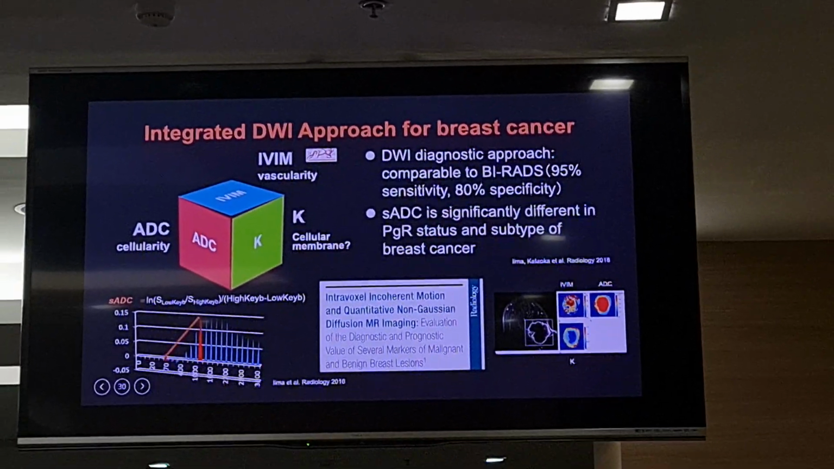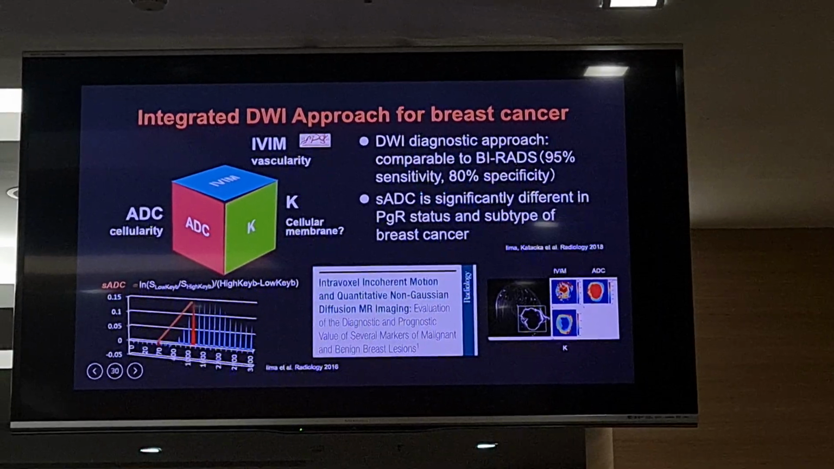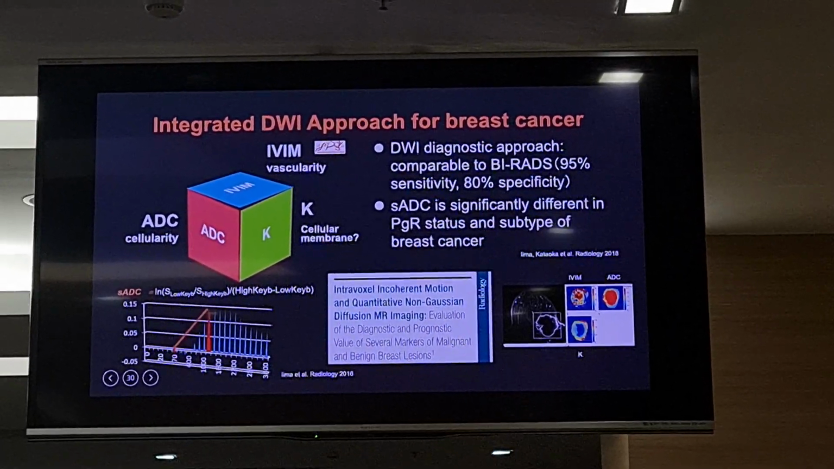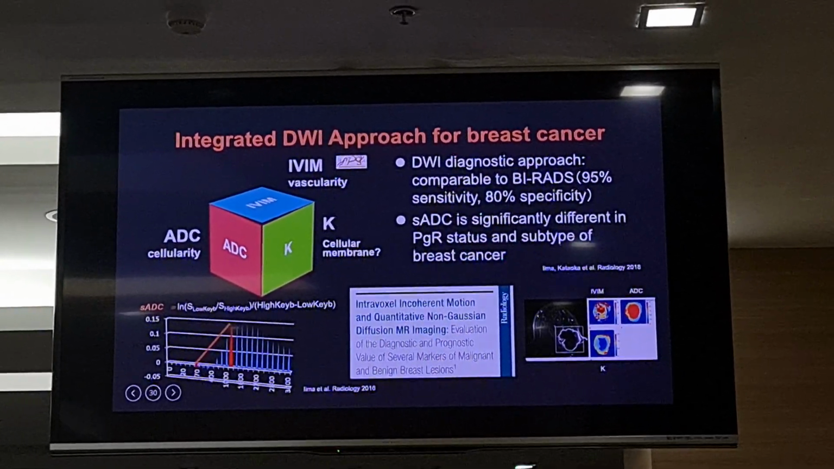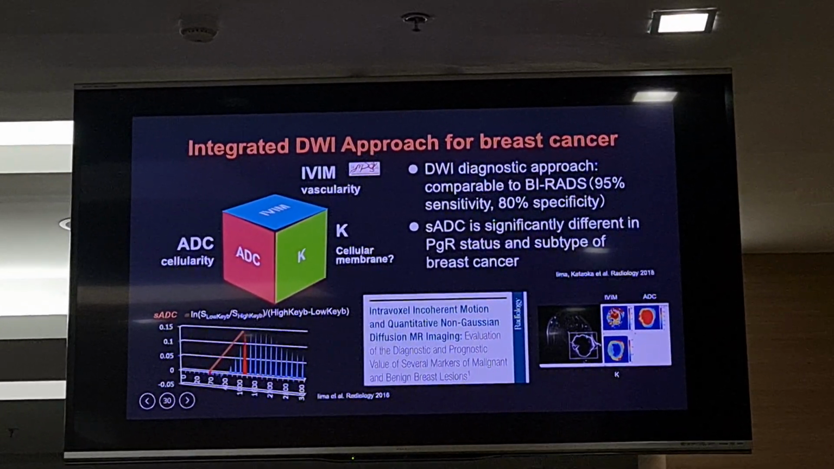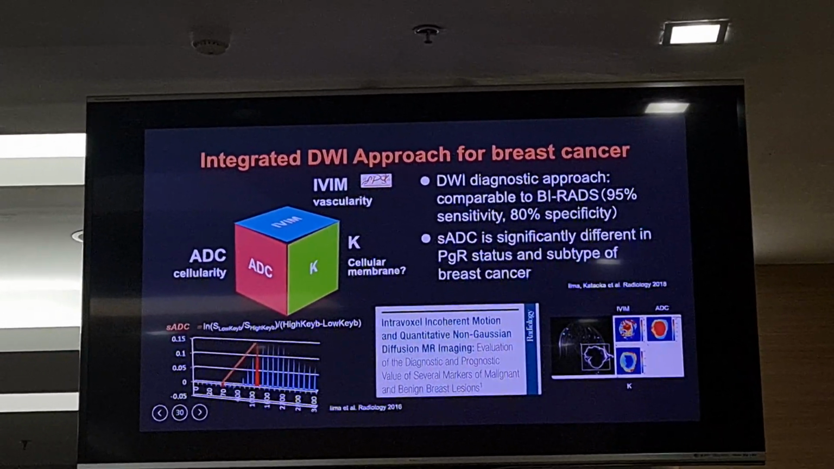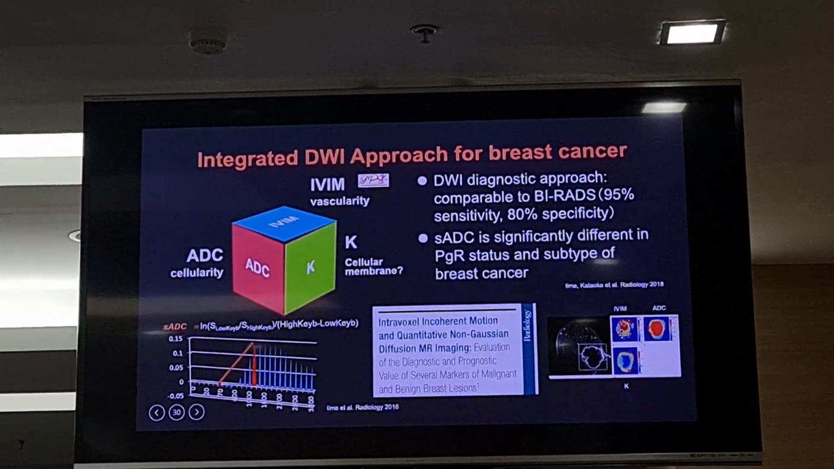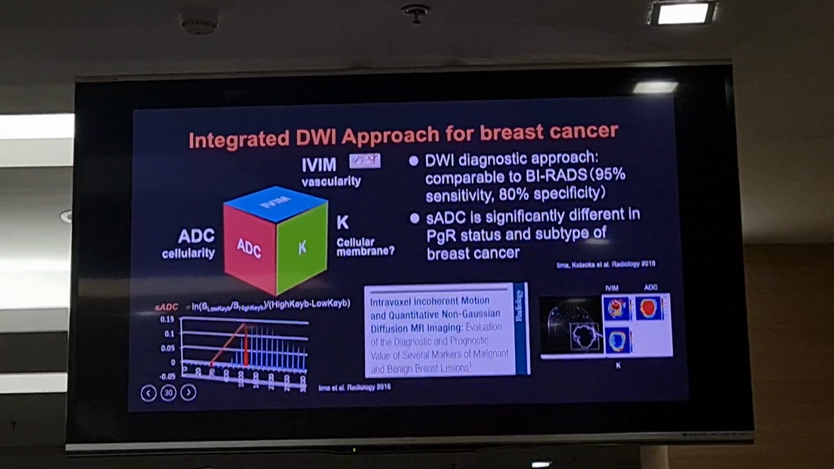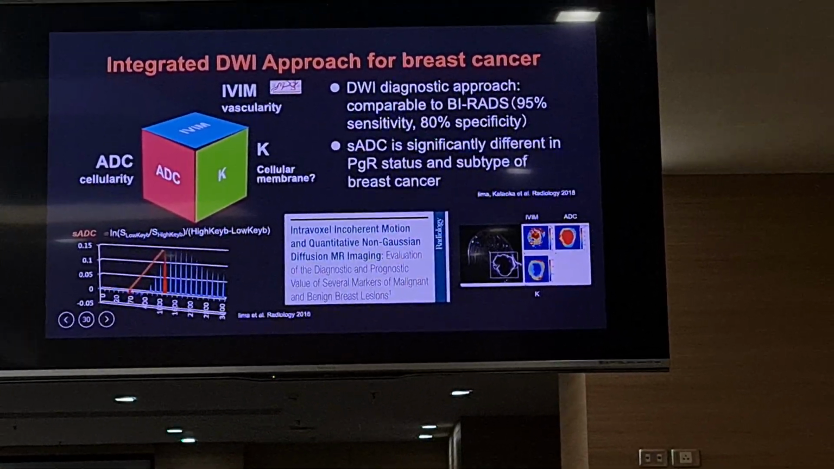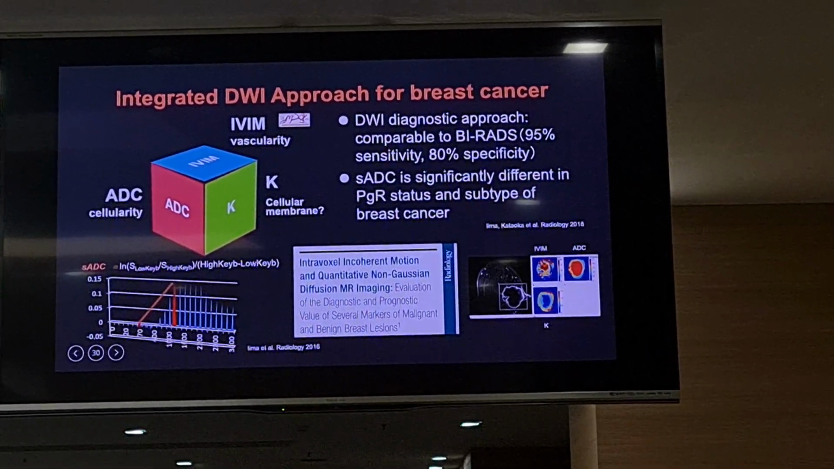So here we have tried to integrate multiple parametric maps into one kind of easy diagnosis, because in the clinical setting we have a lot of images and maps and it's difficult to make a diagnosis. So one of the things is a diffusion diagnosis approach to mix all the information. We have found that it is comparable to BI-RADS and ADC. I briefly explained before, using 250, 100, a significant difference depending on the PGR status.